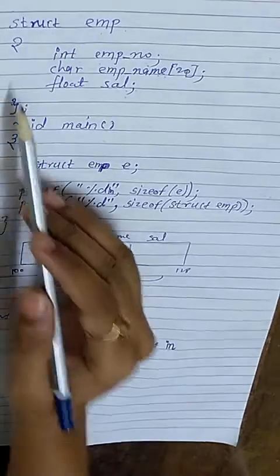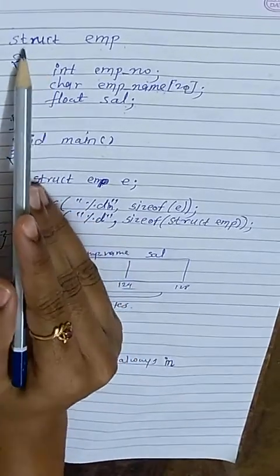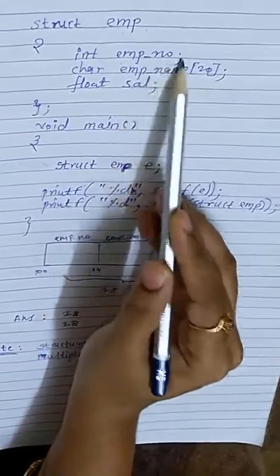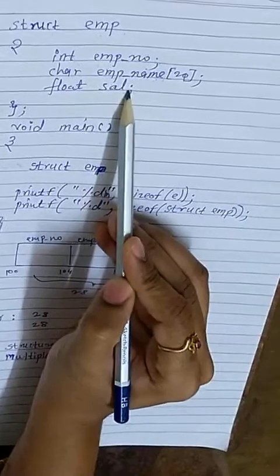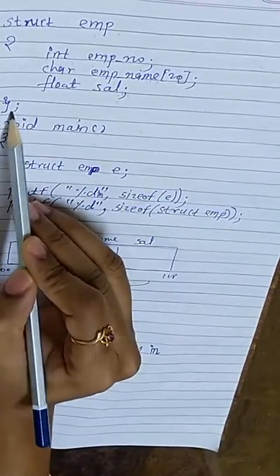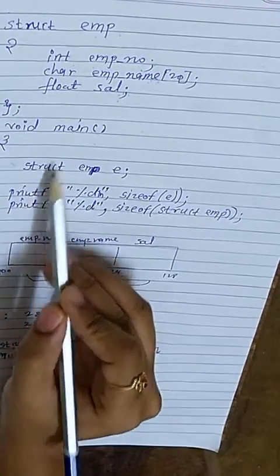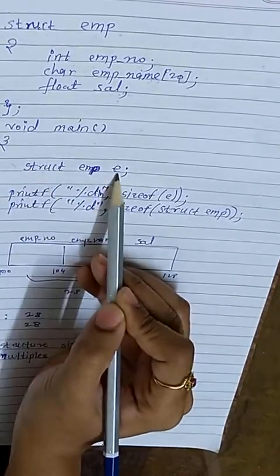Okay, so let's take the example. Same structure, struct emp with three variables: emp no, emp name and float sal. Okay, the structure ends here. Then void main. Now we will create the structure variable inside the main.